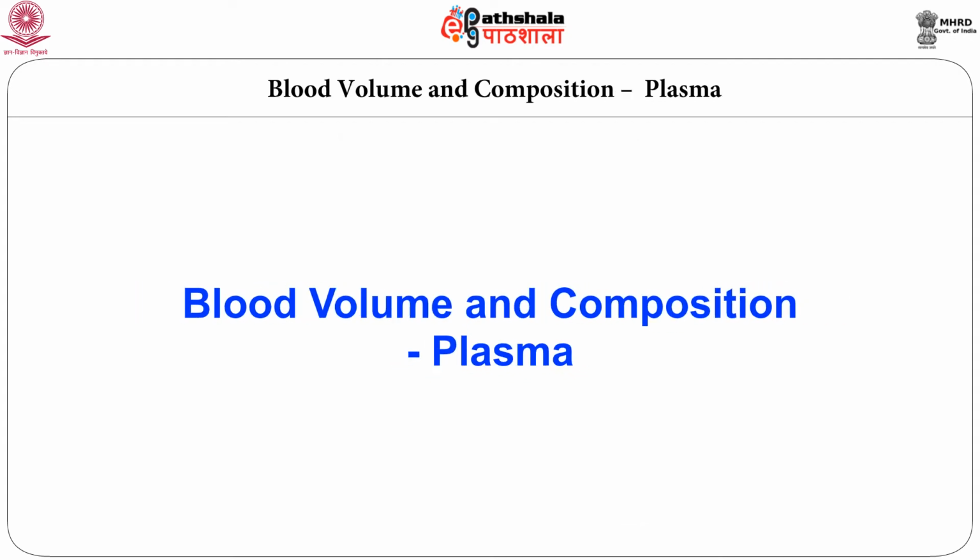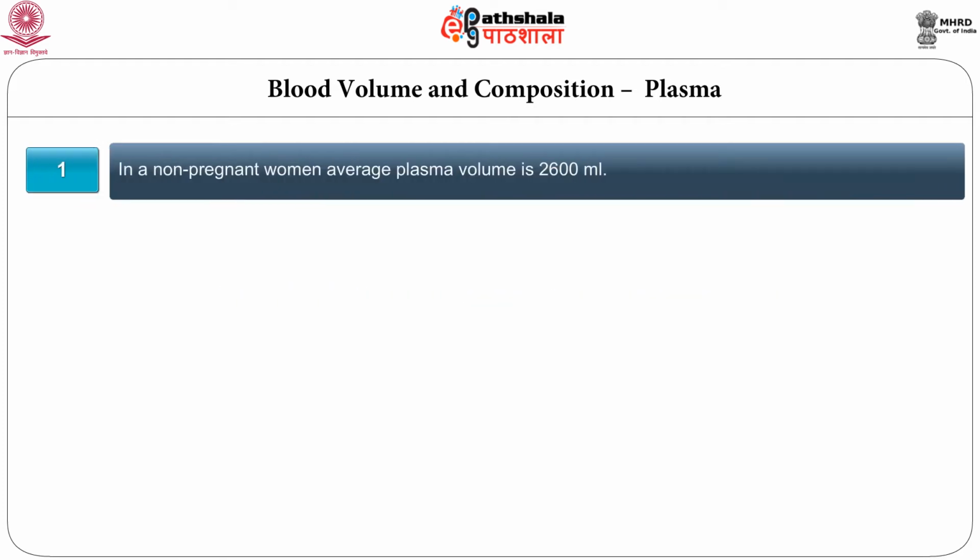Now let us discuss the different physiological changes. Under blood volume and composition, the first one is plasma. In a non-pregnant woman, average plasma volume is 2600 ml.